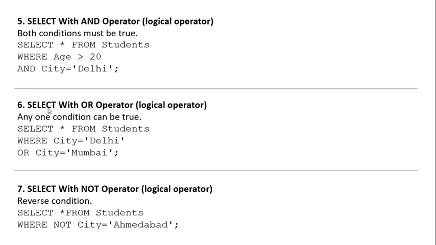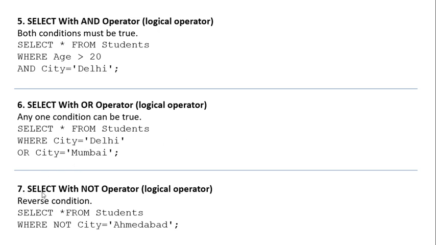Sixth is select with the OR operator, which is also a logical operator, where any one condition can be true. SELECT * FROM student WHERE city = 'Delhi' OR city = 'Mumbai'. If either condition is true, then the record is printed.